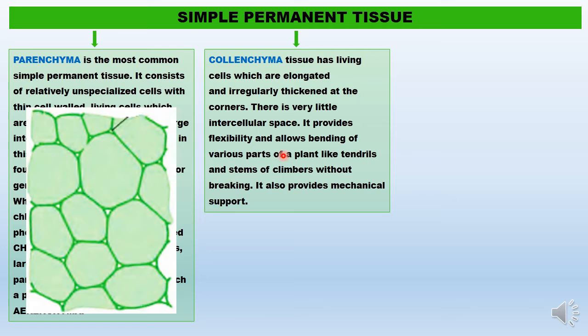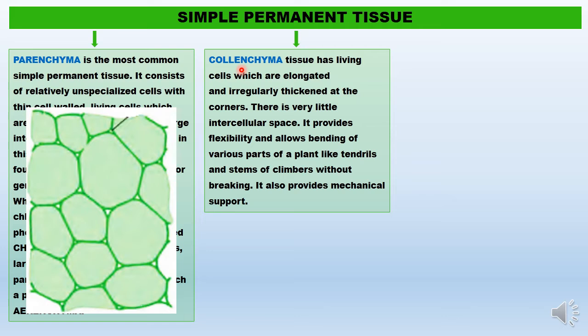Now why do we need this kind of tissue? First, understand that there is very little intercellular space and thickening is only present at the corners. So what happens, children? It provides a lot of flexibility, and flexibility allows bending of plant parts. And we have observed this bending a lot because there are tendrils which are helping the plant in finding a support and climbing through it, and there are petioles of the leaf which bend easily without breaking. And whenever the wind is blowing, children, you have observed that plants are swaying along with the wind. They don't break because they have collenchyma tissue.